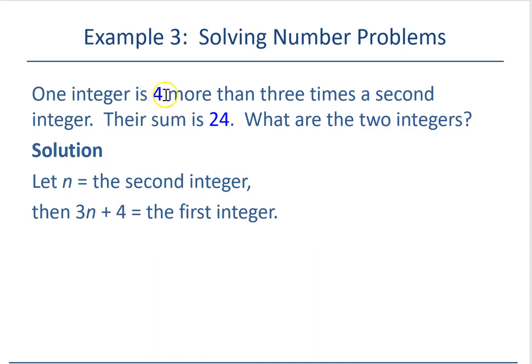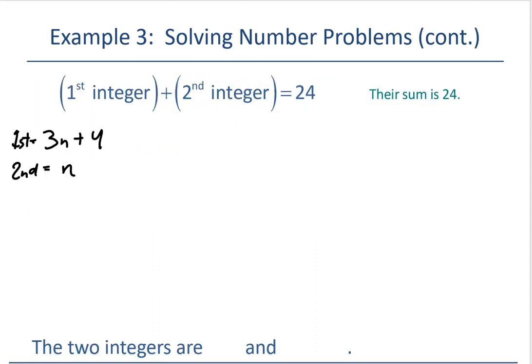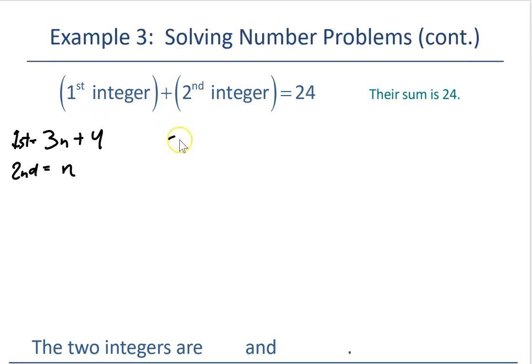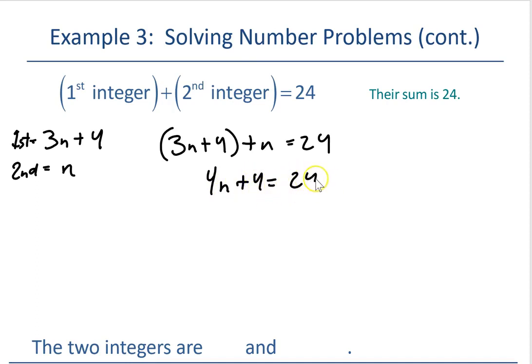The first one is going to be 4 plus 3 times that guy. Okay, well, then we can go ahead and start putting everything into our equation, and I've got 3n plus 4, okay, plus n is all got to be 24. Well, notice I've got a plus here, so I'm going to just drop that and just combine everything, and that's going to give me 4n plus 4 is equal to 24.